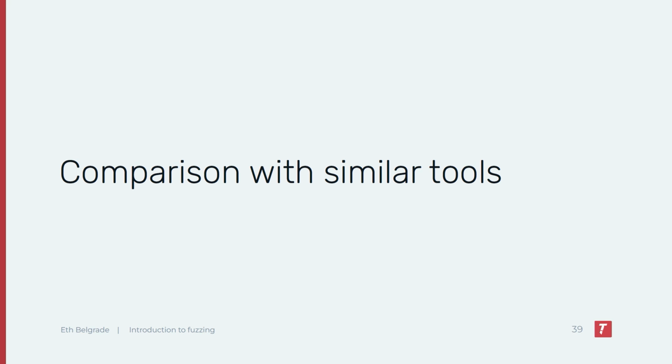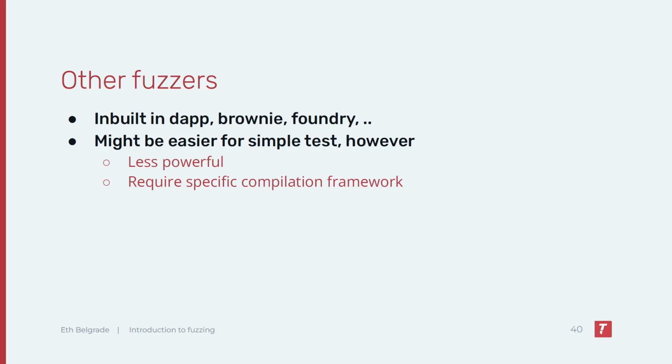So Echidna is not the only tool that works that way and can find bugs based on invariants. There are many other fuzzers out there, from DApp, Brownie, Foundry. I believe Foundry is right now probably the one which is the most used by developers. All these additional fuzzers are probably easier to use. If it's the first time you are writing an invariant, if it's the first time you are using a fuzzer, probably it makes sense to start with a Foundry one just because it's going to be simpler.